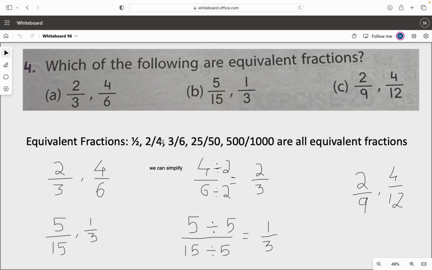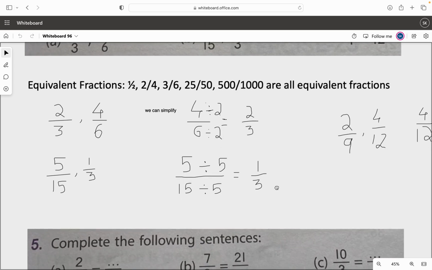Okay, now let's apply the same rule here. 2 by 3 and 4 by 6. Let's simplify this. 4 by 6, you need to divide both numerator and denominator by 2, and what you get is 2 by 3, which goes to say 2 by 3 and 4 by 6 are equivalent fractions. I have not written it here, but it's good if you write that.